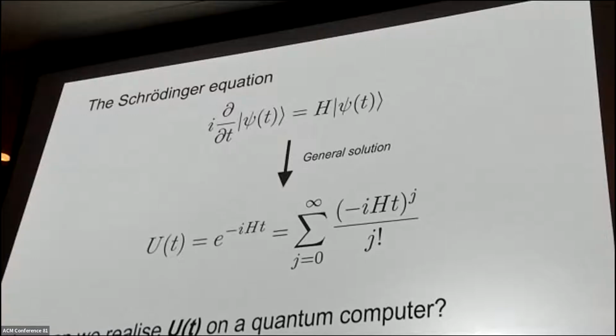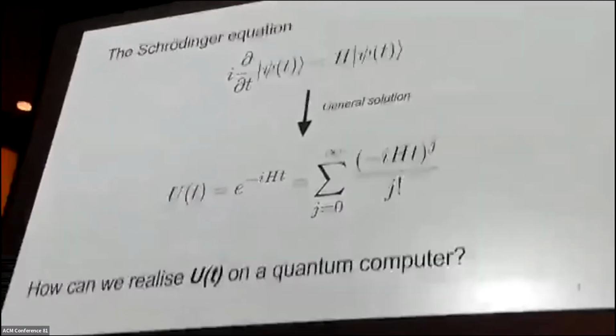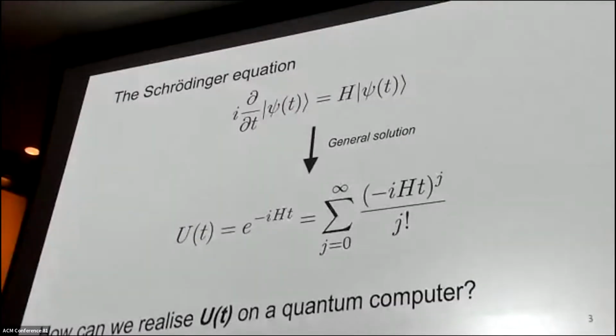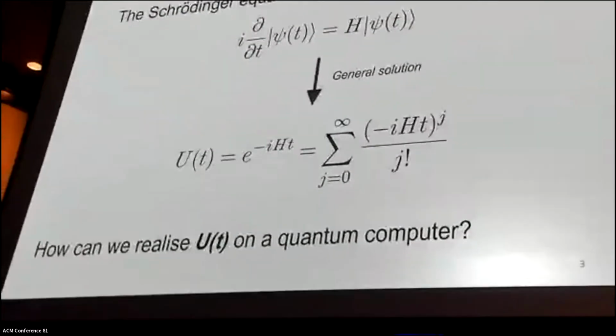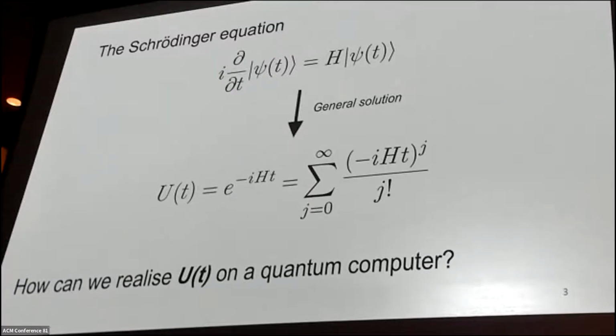The simulation problem I want to particularly focus on here is solving the Schrödinger equation. The Schrödinger equation, very famously, is the equation that governs the dynamics of quantum systems. And if the Hamiltonian is constant in time, it's actually a very straightforward differential equation to solve, and the solution is here on my slide. We represent the solution by this unitary evolution operator U of t, which is just an exponentiated version of the Hamiltonian. So our question is, how can we realize this on a quantum computer?